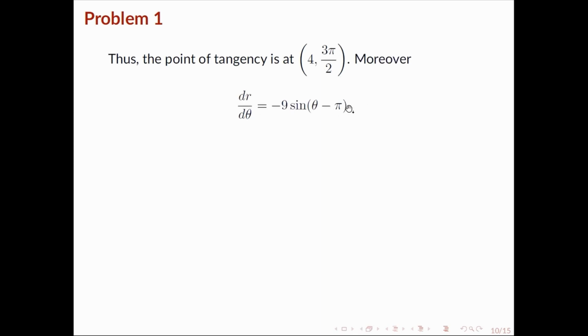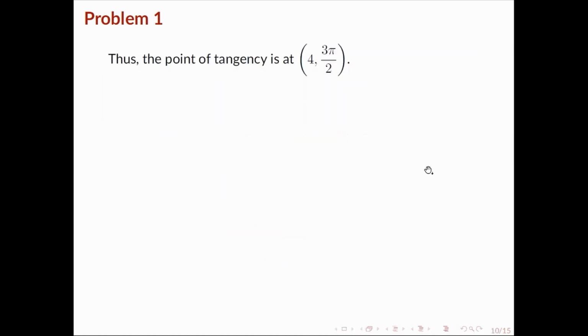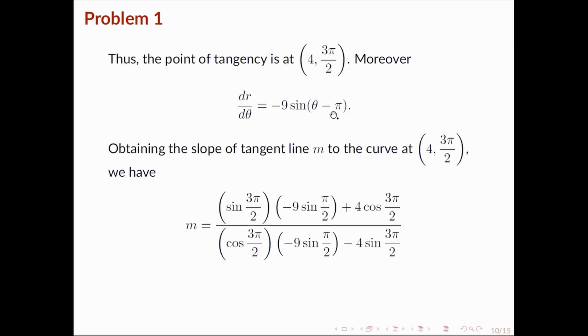Moreover, to get the slope of the tangent line, we first get the derivative of r with respect to theta, and that is negative 9 sine of theta minus pi. This is because, from this equation, since we are getting the derivative of r with respect to theta, the derivative of cosine of theta minus pi is just negative sine multiplied by the derivative of theta minus pi, which by chain rule is 1. Okay, so we get negative 9 sine of theta minus pi.